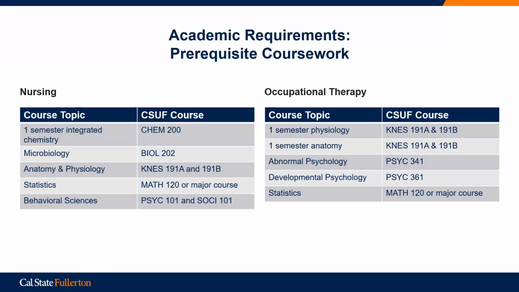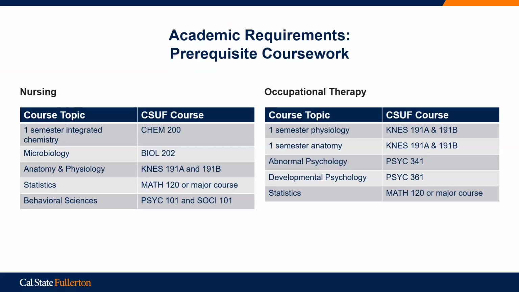And behavioral sciences, we recommend Psych 101 and Soc 101. Some schools will also say like a cultural anthropology or an ethnic studies course is okay instead of that Soc 101, but I would recommend doing Soc 101. It meets more program requirements.